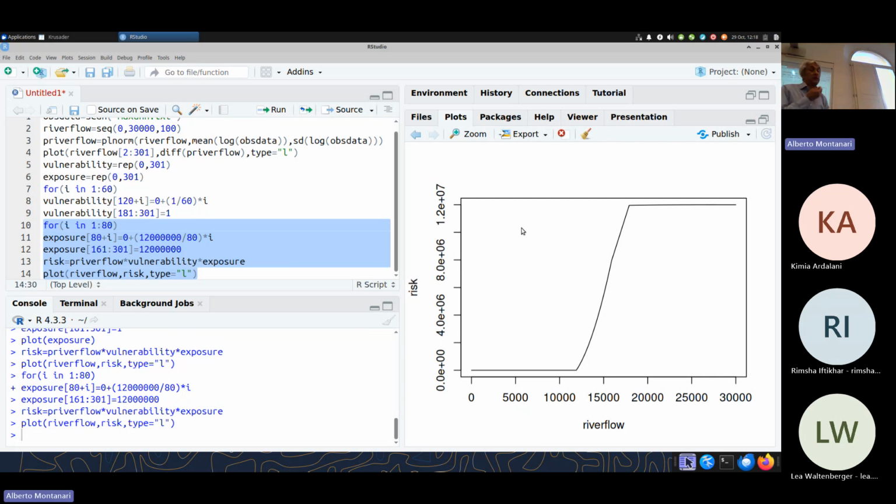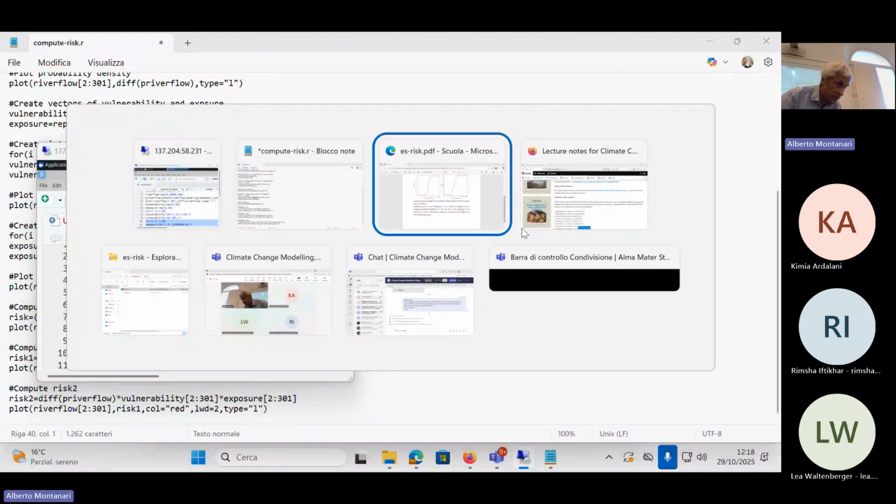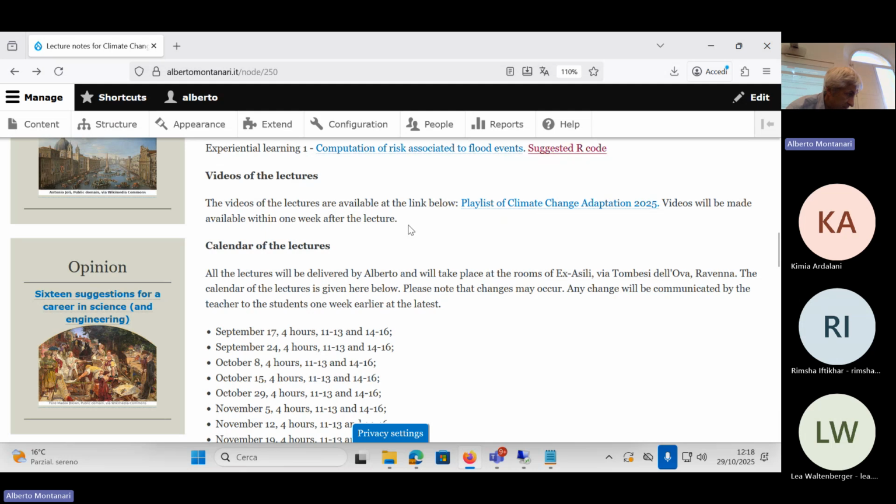Okay? And it is reasonable because the probability is going from 0 to 1, and the exposure is going from 0 to 12 million, vulnerability is going from 0 to 1. So, of course, what I expect is a curve like this. But it's not the same curve that I got here. Check.